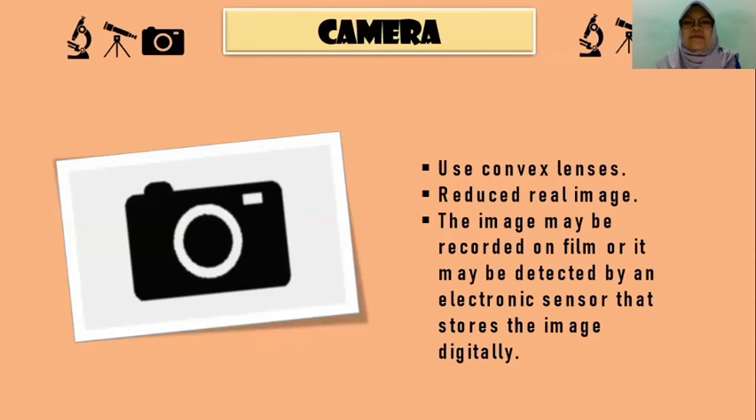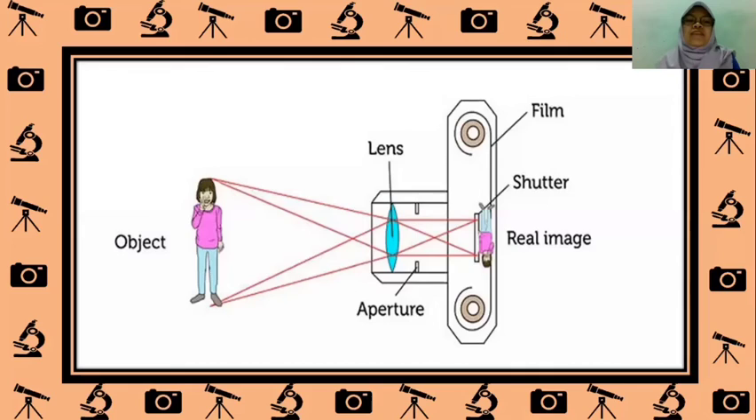So this is the camera. A camera uses a convex lens to produce a real image. The image may be recorded on film, or it may be detected by an electronic sensor that stores the image digitally. So I will explain how the camera works.